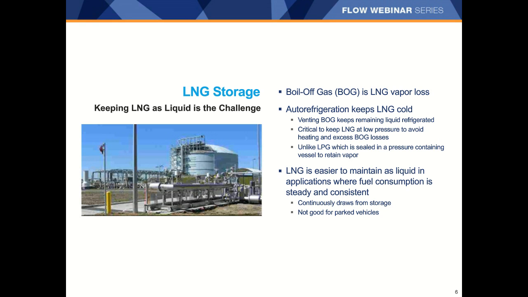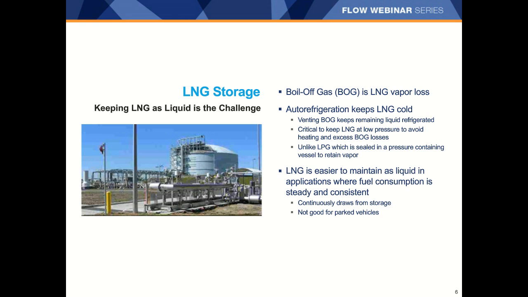LNG that vaporizes is called boil-off gas, or BOG, and allowing the boil-off gas to vent actually cools the remaining LNG to keep it at or below the boiling point. If the pressure of the boil-off gas inside storage were allowed to increase, it would heat up as it compressed and auto-refrigeration would not occur. The LNG would boil off much faster in this case. Part of the challenge of venting the boil-off gas is what to do with it.